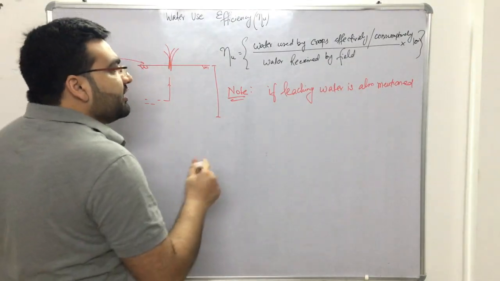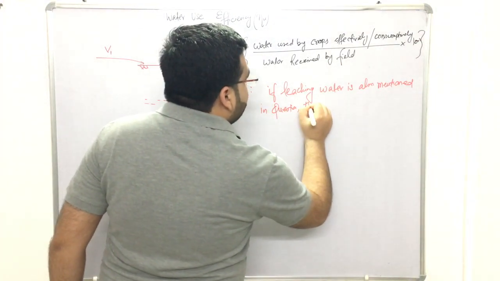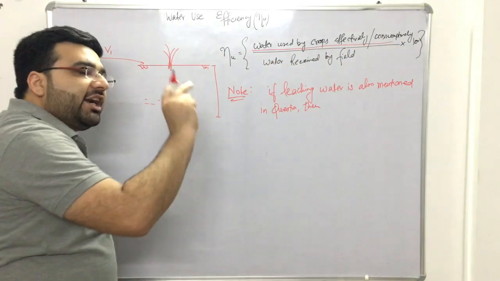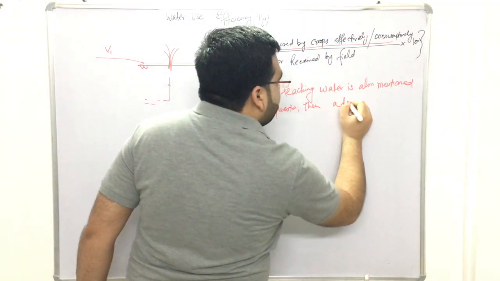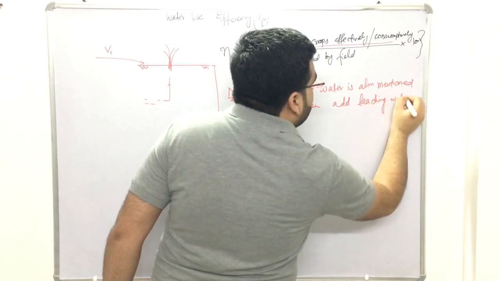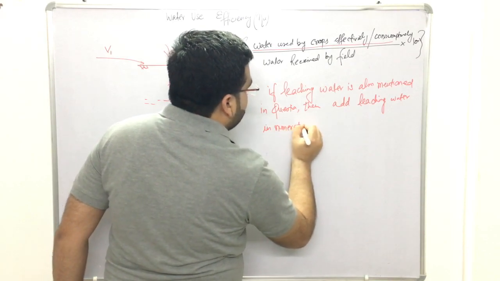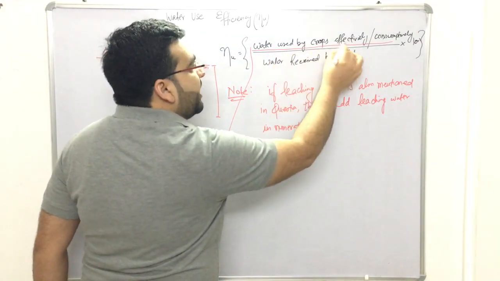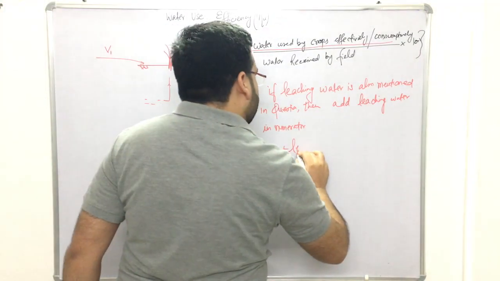Now if leaching water is also mentioned in the question, then to the water used by the crops effectively or consumptively, you have to add the leaching water also, in the numerator. Now your numerator will become water used by crops effectively plus the leaching water. So we have to add both the waters, right? So plus leaching water also.